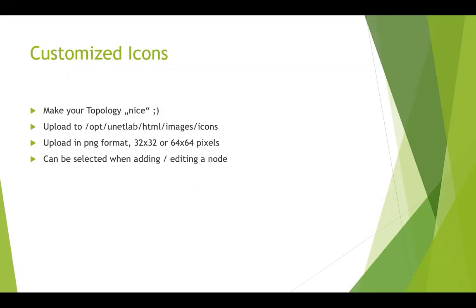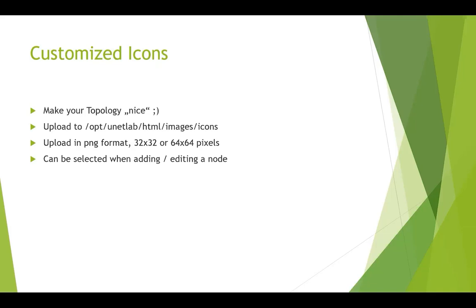The folder that you need is the opt-unl-lab. That is always your base folder, and the HTML images icons is the one where you would upload your icons. The size varies. You can also experiment with the different sizes. Usually I'm sticking with 32 by 32 or 64 by 64 pixels. But again, upload a PNG image. Don't make the mistake and make it 1200 pixels, because this will basically flood your whole lab, and then you only have one node that you can look at. So yeah, again, start small and then try to customize these to your liking.